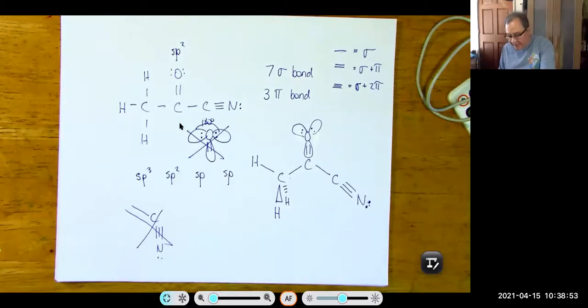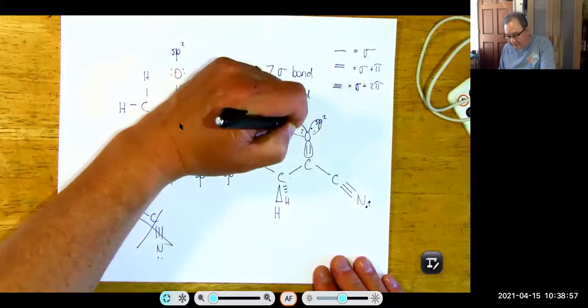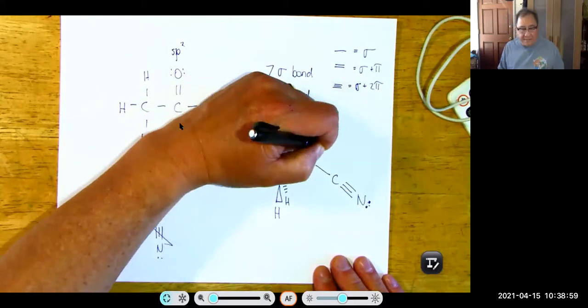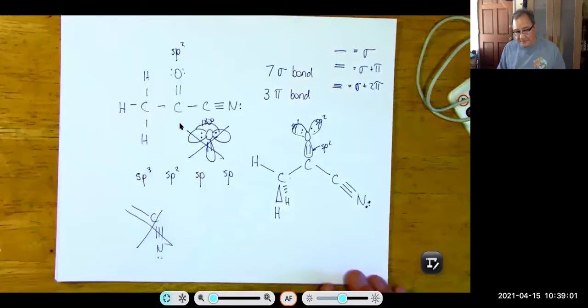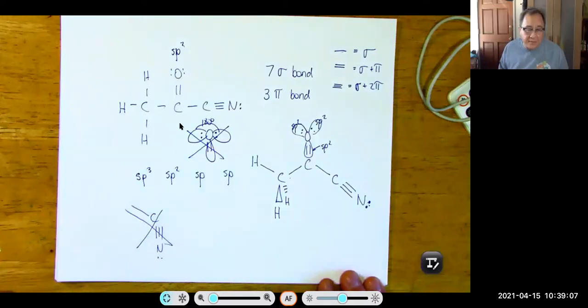And this is in an sp2 hybrid orbital. This is in an sp2. This is an sp2. Plus, what else is happening here? The unhybridized p from oxygen and the unhybridized p from carbon are bonding. So it turns out, remember when I drew this?